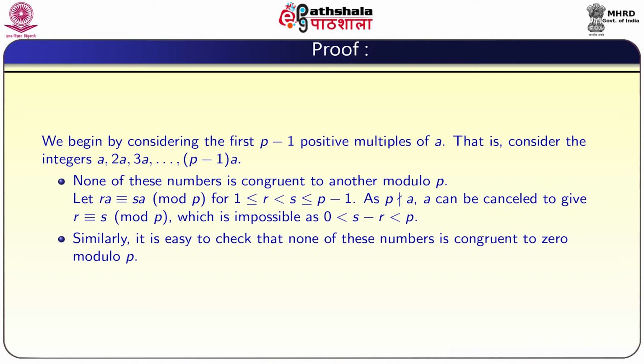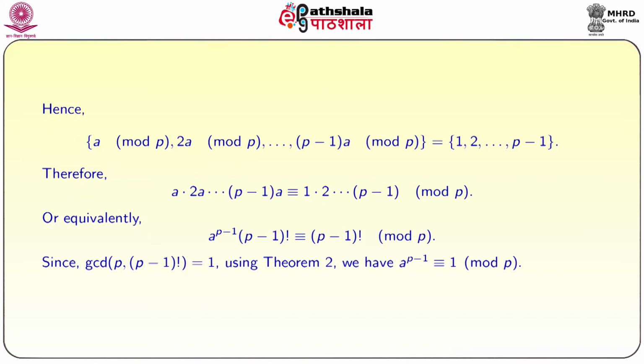So, now, but which is impossible as S minus R is less than p. Similarly, it is easy to check that none of these numbers is congruent to 0 mod p. Hence, if you consider this set a modulo p, 2a modulo p and so on, p minus 1 into a modulo p, which is exactly equal to 1, 2, 3 and so on p minus 1. Therefore, a into 2a into and so on p minus 1 into a is congruent to 1 into 2 into and so on p minus 1 modulo p.